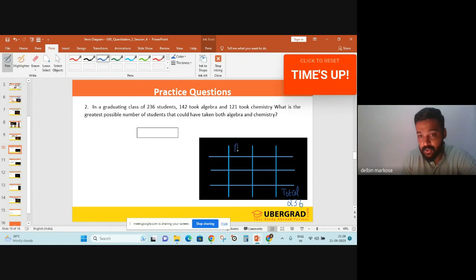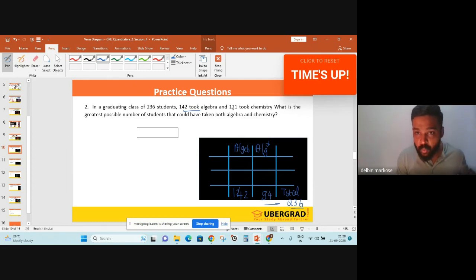So I can say the total number of students who took algebra, not algebra here, and that's 142. So what will this number be? 236 minus 142. I will just use the calculator. That will be 94. Please correct me if the numbers are wrong. 236 minus 142 will be 94. Correct.